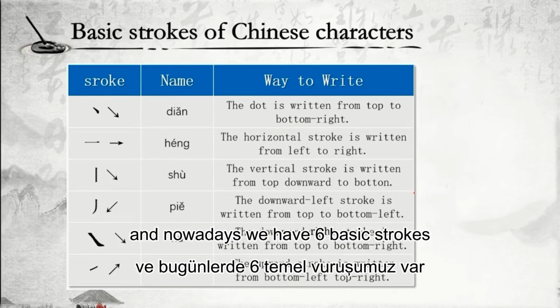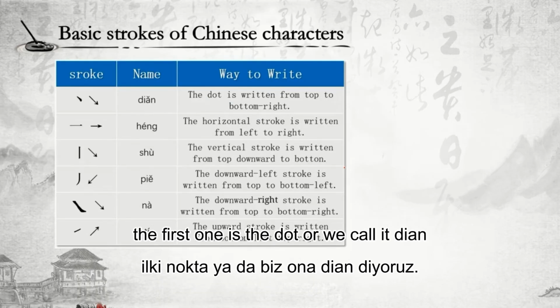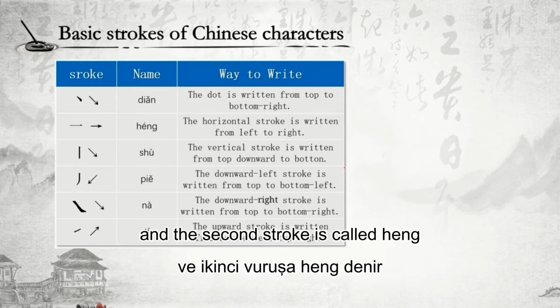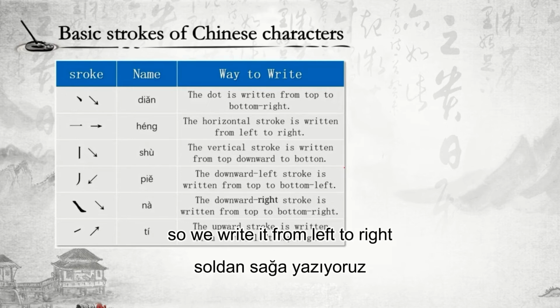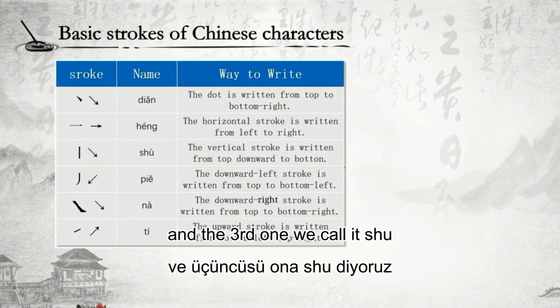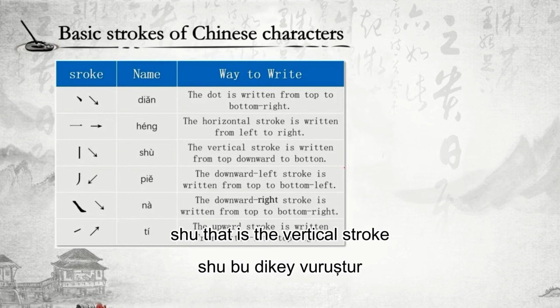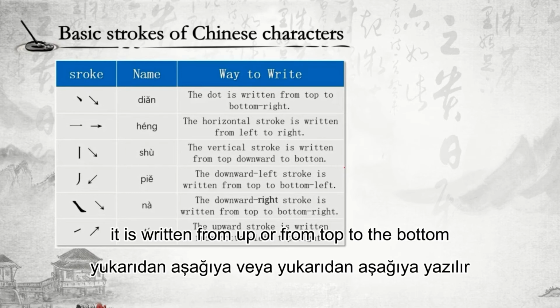And nowadays we have 6 basic strokes. The first one is the dot, or we call it 点. And the second stroke is called 横, that is the horizontal stroke. So we write it from left to right. And the third one, we call it 竖, that is the vertical stroke. It is written from up or from top to the bottom.